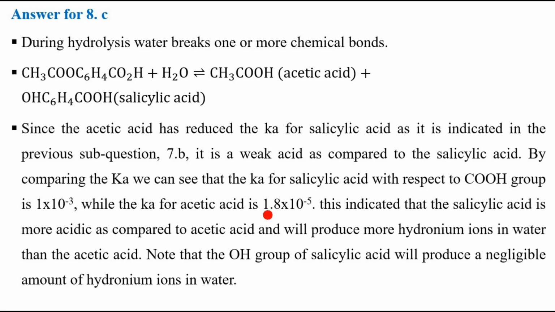Now we need to determine the ions in the solution. That's what we need to determine: what will be the ions and the molecules at equilibrium. That means we need to dissociate the acetic acid, we need to dissociate the salicylic acid, and also we need to dissociate the hydroxide group from salicylic acid. The first dissociation will be from the salicylic acid carboxylic acid group. The second dissociation will be the acetic acid. Then the third one will be dissociation of the hydroxide from the salicylic acid.